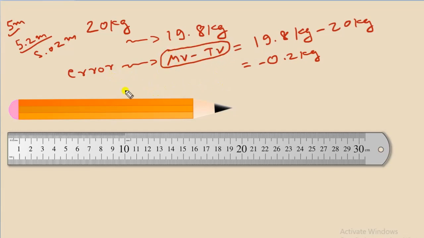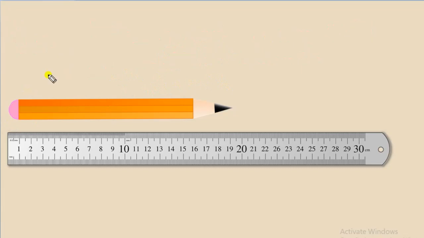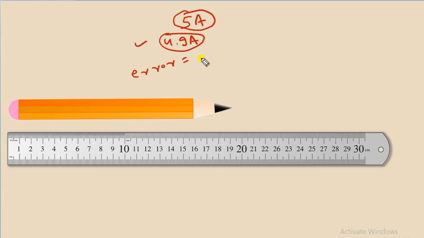And if we get a value which is less than the true value, suppose I am measuring a current of 5 ampere and I am getting a 4.9 ampere reading. Then this time our measured value is 4.9 ampere and the true value is 5 ampere. Since the measured value is less than the true value, we will get a negative error, because the formula for error is measured value minus true value. That is 4.9 ampere minus 5 ampere, that is minus 0.1 ampere. So we understood that error can be positive as well as negative.